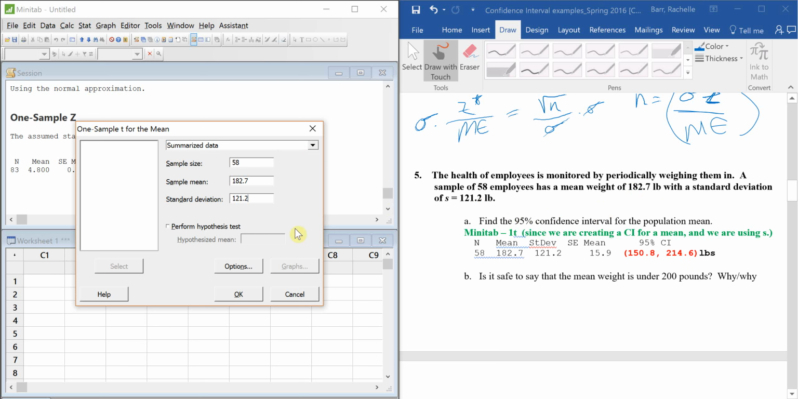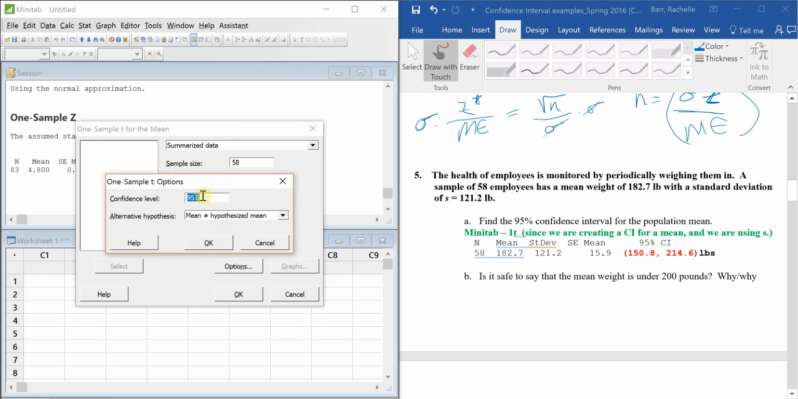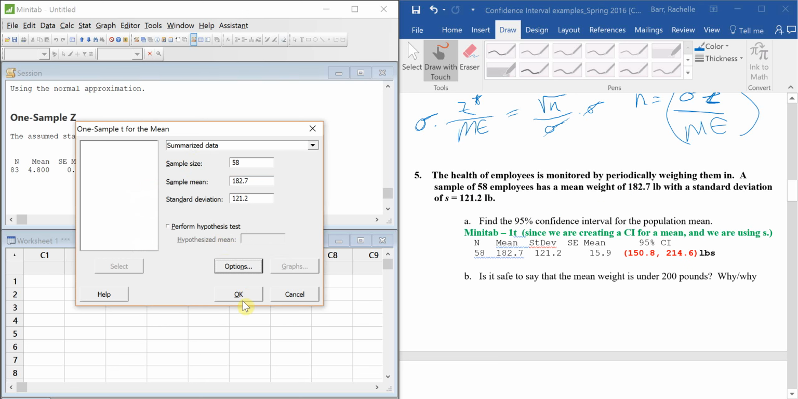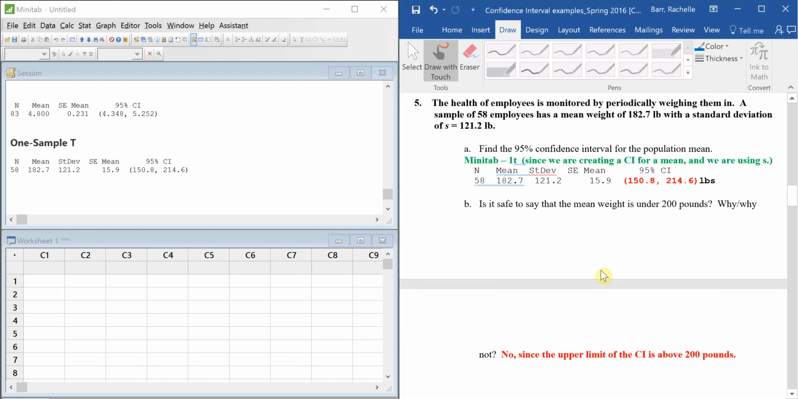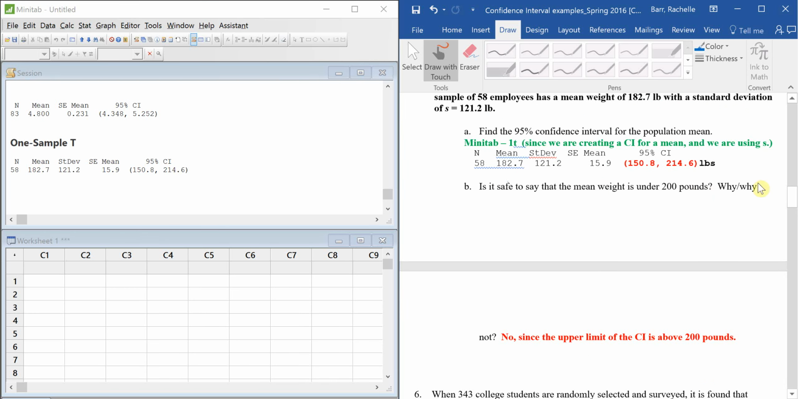That's weird. And then I want to check to make sure I'm at 95%. I am. We're going to hit OK twice, and that'll take us into our confidence interval. So there she is. So then we get asked this question, is it safe to say that the mean weight is under 200 pounds? Why or why not?